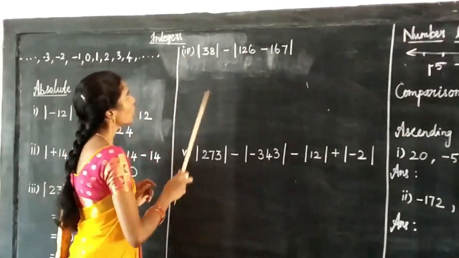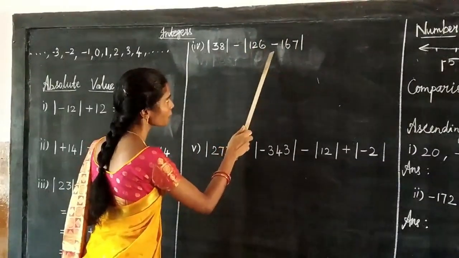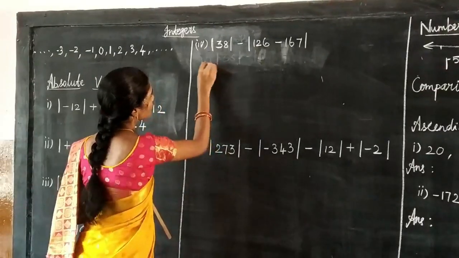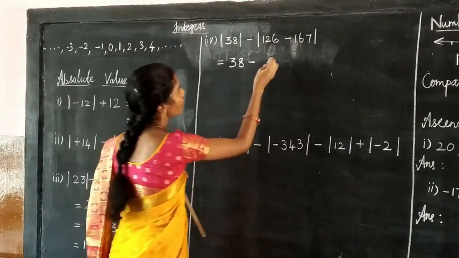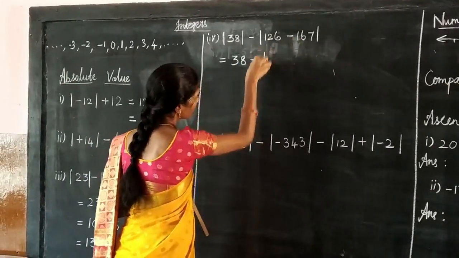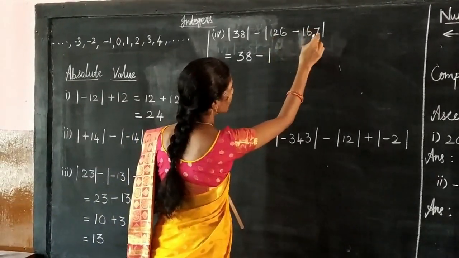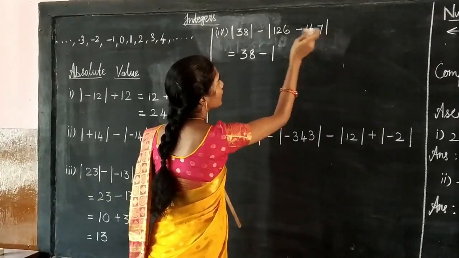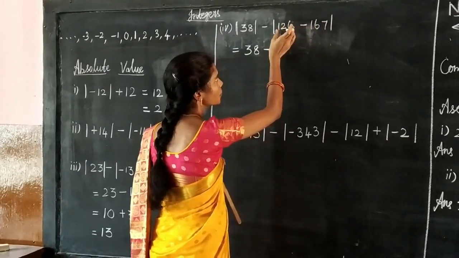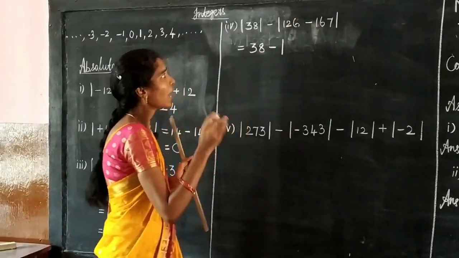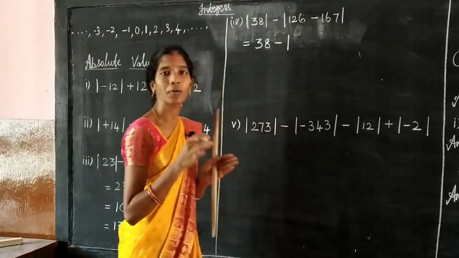Next, question number 4, absolute value of 38 minus absolute value of 126 minus 167. So, this is equal to absolute value of 38 is 38, minus, first we have to simplify this. Then only we have to find the absolute value of that number. So, 126 minus 167. Here are two different signs. This is a negative number and this is a positive number. If the two numbers have different signs, we have to do subtraction. One number is positive, another number is negative, so we have to do subtraction.